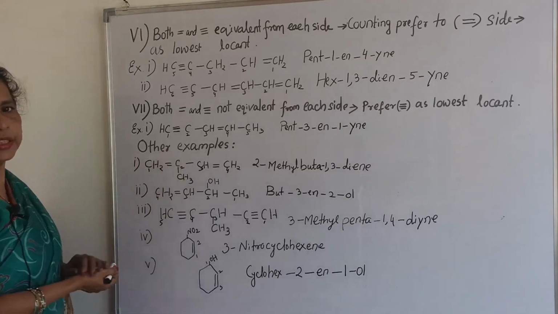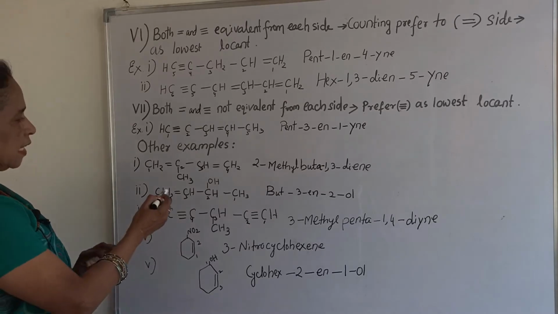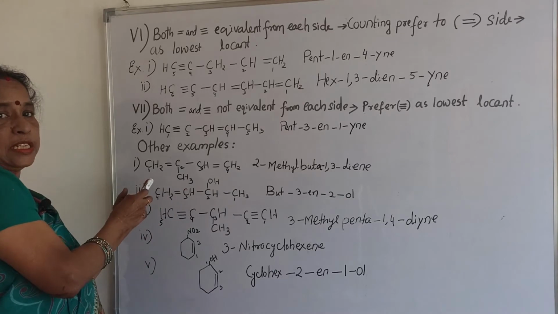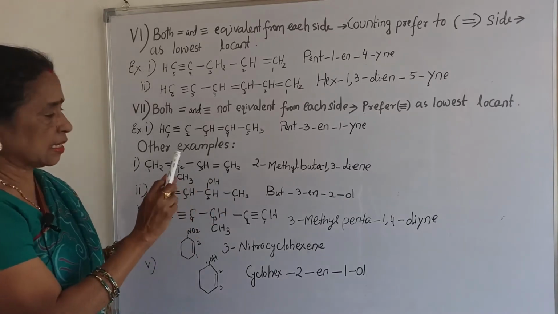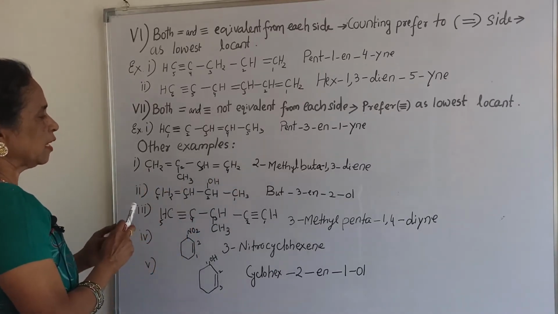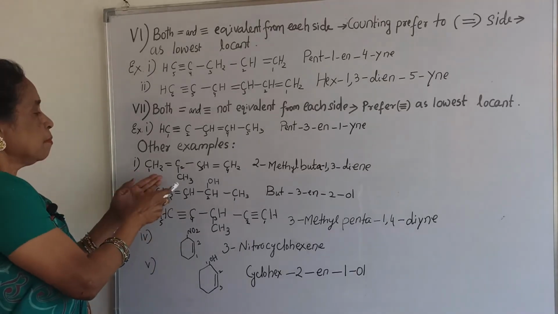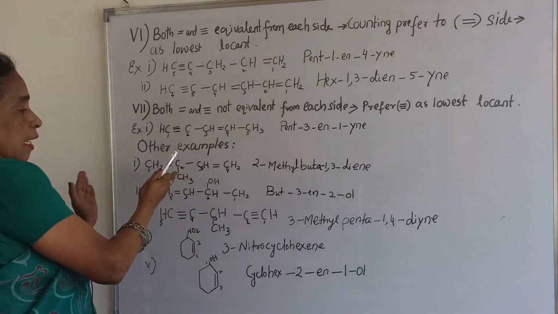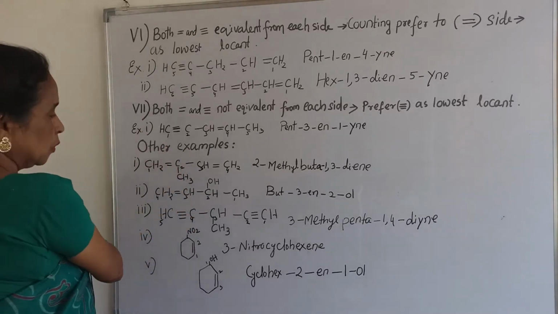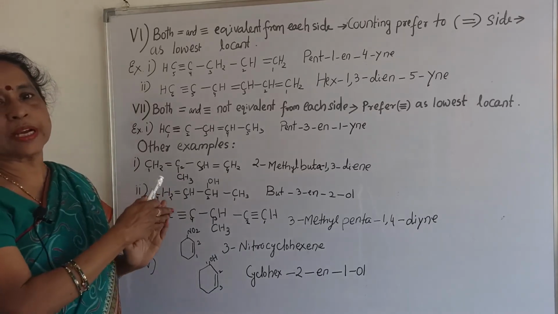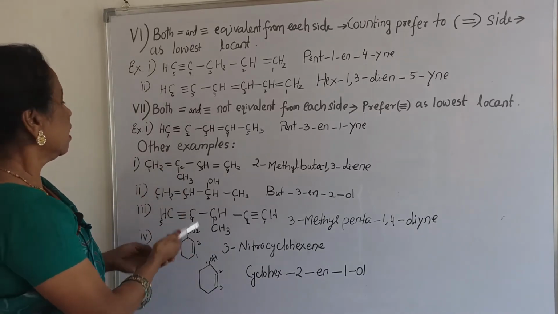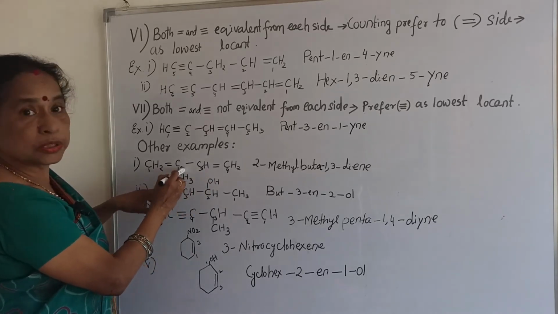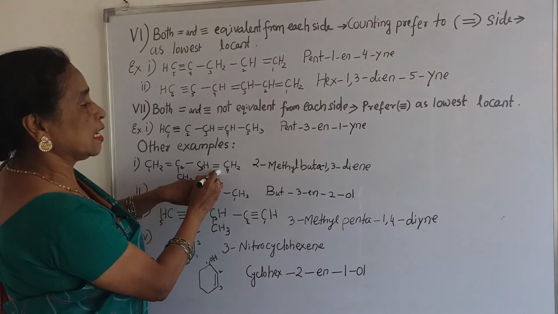Then we can observe other examples also. Here, on one side there is a double bond, and on this side also there is a double bond, and both are at the same distance. But why are we counting from this side? Because the alkyl group is present near the end. We already know that an alkyl group or any substituent nearer to that side should get the lowest locant. So 1, 2, 3, 4, and after 1 there is a double bond, at 2 there is a methyl group, and after 3 there is a double bond.